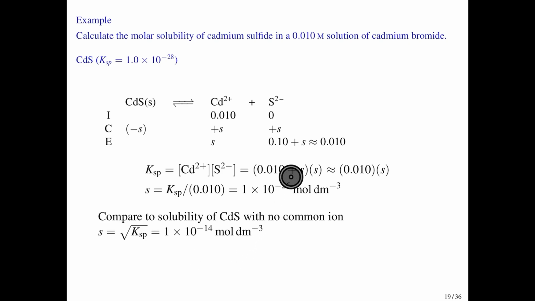But then when you add the common ion in, you see that the solubility drops by several orders of magnitude. So indeed, the common ion effect pushes the equilibrium to the left, and the cadmium sulfide certainly becomes less soluble in the presence of a common ion.